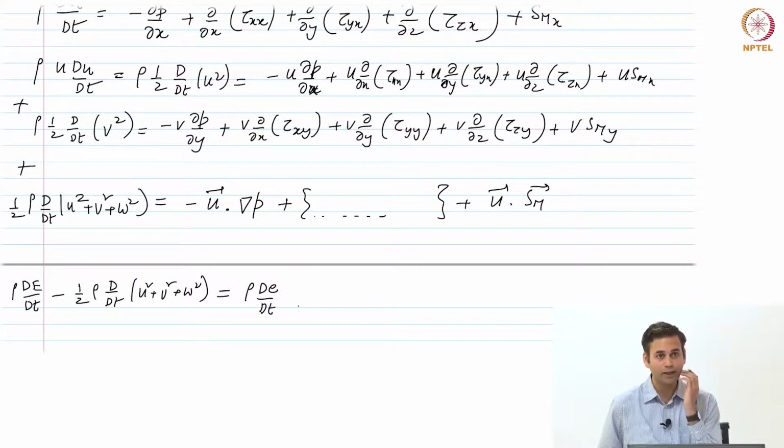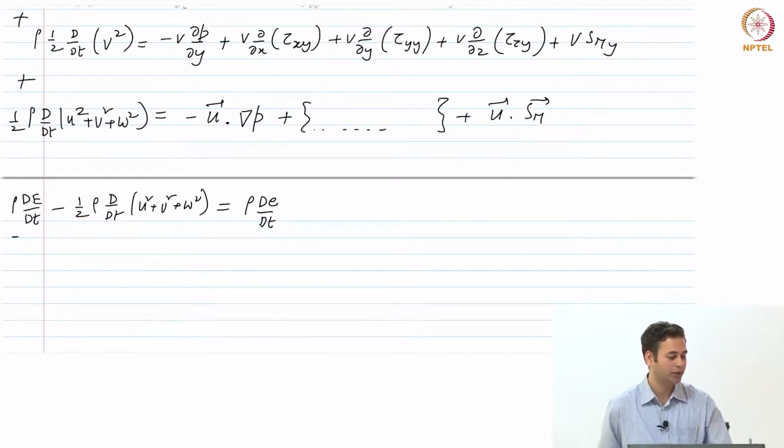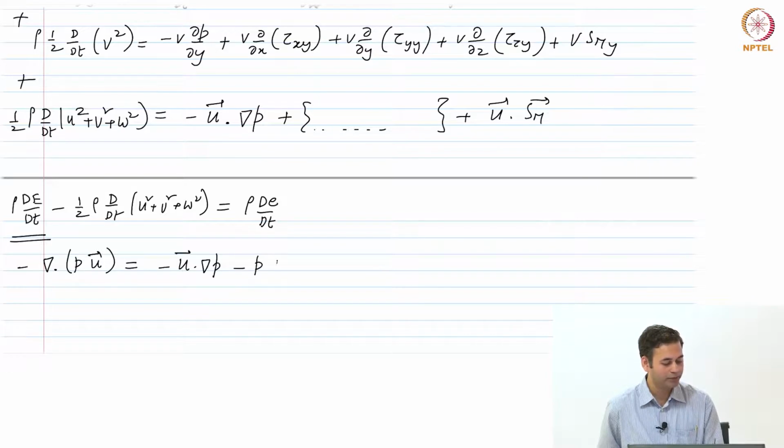Now, you have to go back and see what terms get retained when we write this equation. What is the pressure term in this case? The pressure term was del dot, minus, was there a minus? Minus del dot p u bar. So, if I expand this, what will this be? This will be minus u bar dot grad p, right, minus p times del dot u bar.